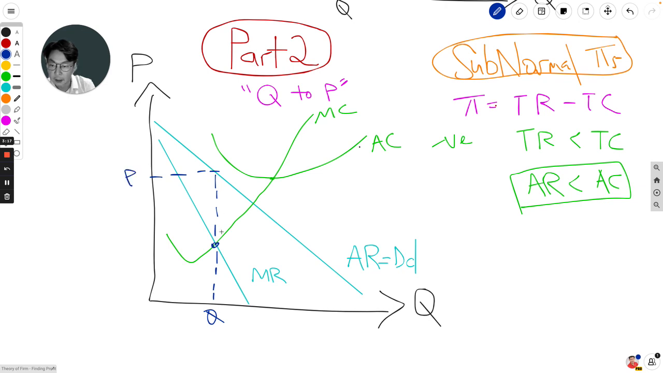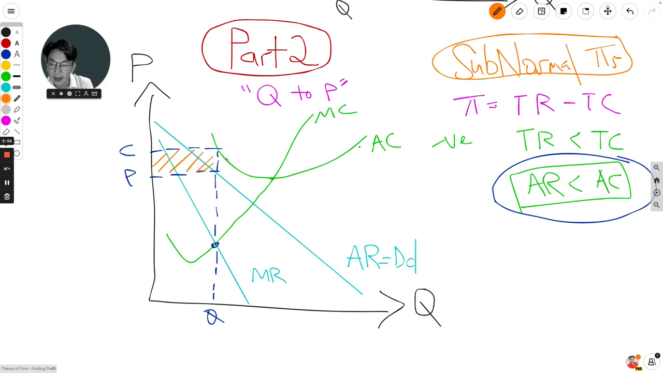Alright? Now this time, when we move the Q up all the way to the average cost curve, here you go. The average cost, as you can see, is above the average revenue. Right? And therefore, in this case, you are going to have negative profits. Okay? And this is your subnormal profits. Alright? So very important point, the AC must be drawn above the AR.